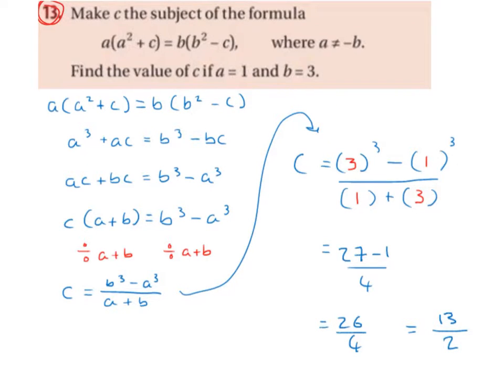First thing I'm going to do is multiply out my brackets. a times a squared is a cubed, a times c is ac. A letter times a letter, we just stick them together. b times b squared is b cubed, b times minus c is minus bc.